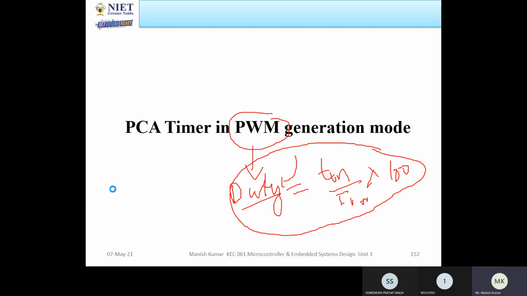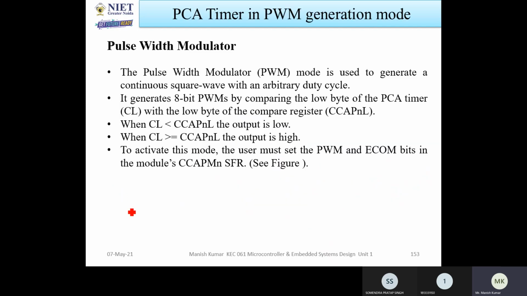Now let's see what the pulse width modulator is. The pulse width modulator is used to generate a continuous square wave with an arbitrary duty cycle. You have to decide which duty cycle you want to generate the waveform with. So how can you define the duty cycle? It will depend upon the compare register's higher byte value.